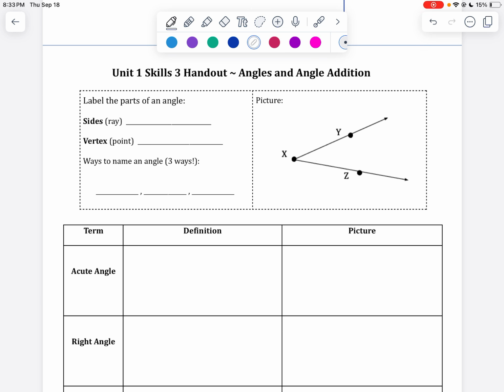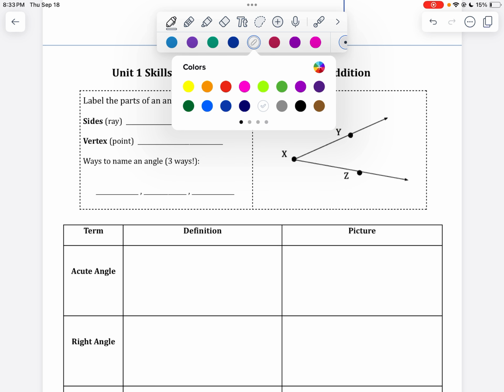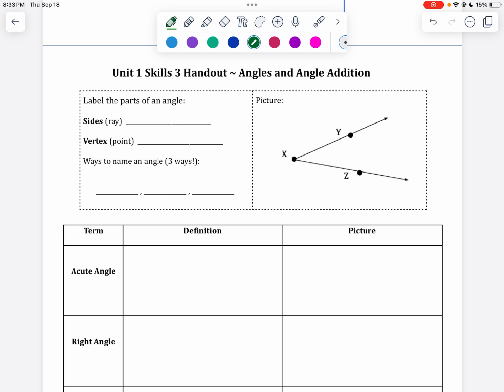All right, let's go ahead and talk about our handout. Okay, so this is the last handout for Unit 1. It is Unit 1 Skills 3 handout, and we're going to focus on angles and angle addition. So we're going to go back to last class where we talked about angles.